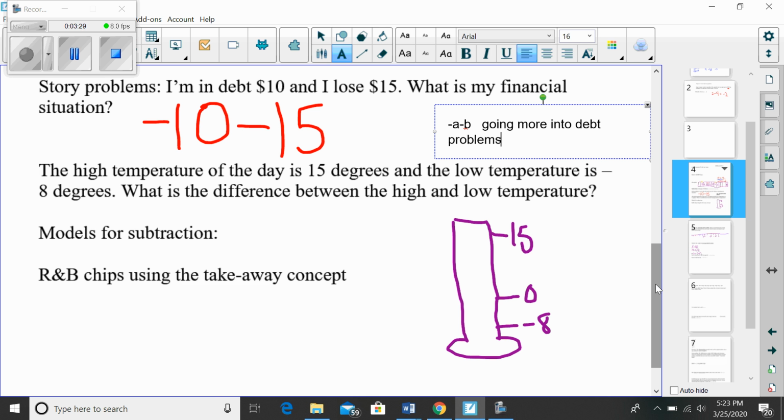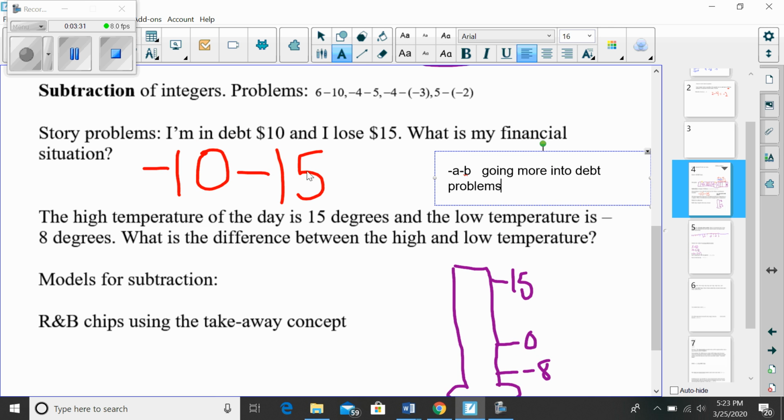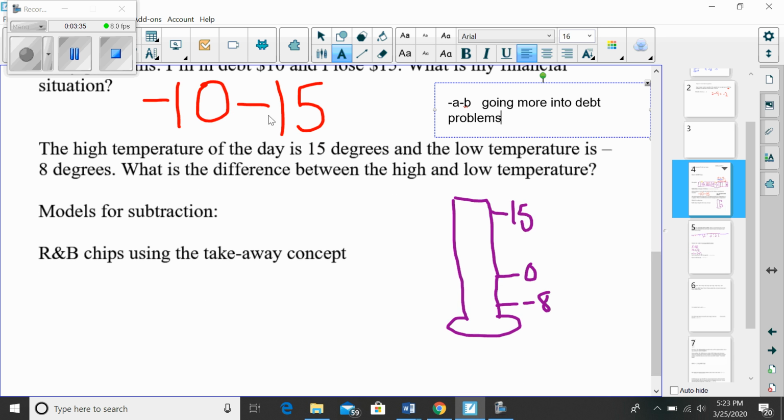So again, students very intuitively got this answer before they had learned any of the rules about subtracting is add the opposite. I hadn't taught them any of that yet. So we're going to look at other ways to make sense of some of these subtraction problems. And then you're going to watch a second video on modeling these with the blue and red chips.